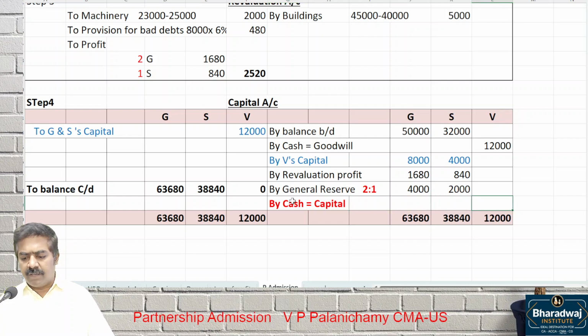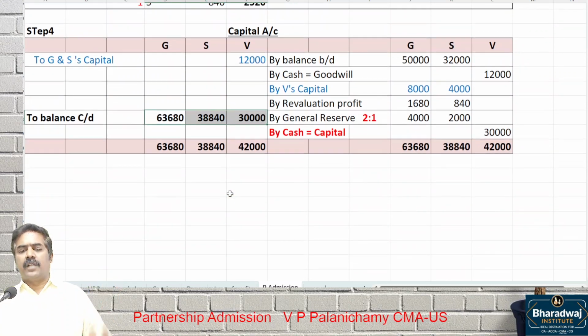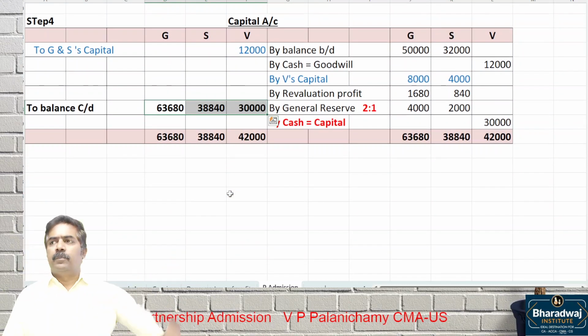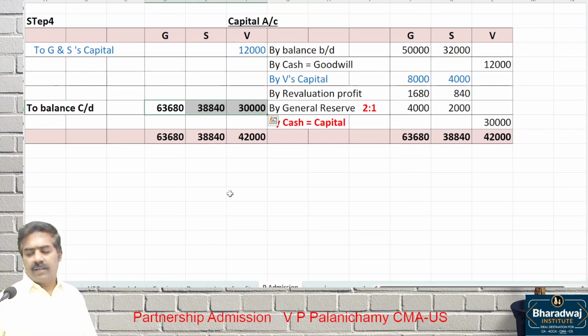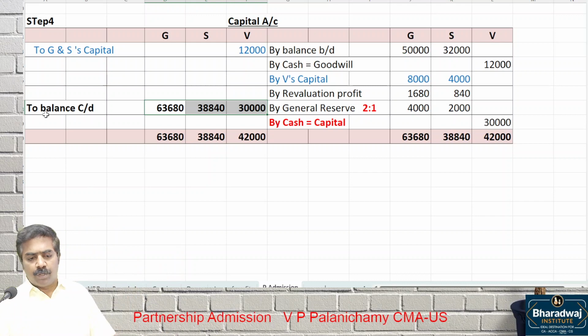How much brought in by V? 30,000. So it will become like this. We will close the account. Normally, after preparing the capital account, we will close the account, right? Any doubt in it? Don't take up the last one alone.